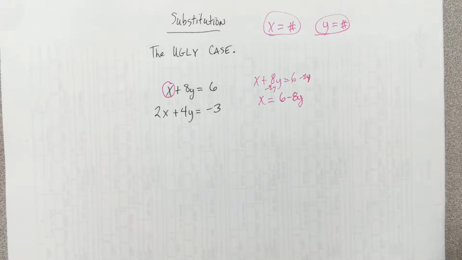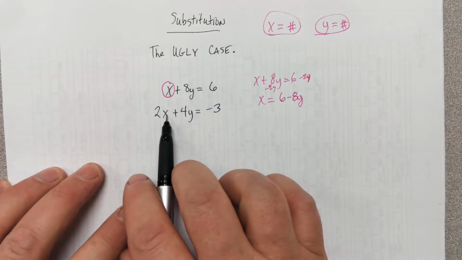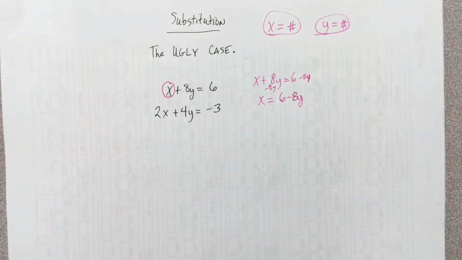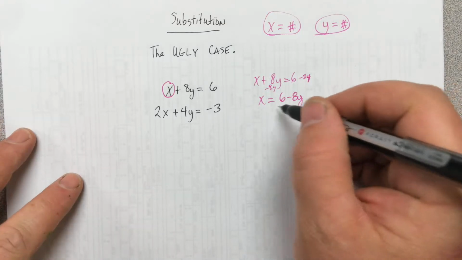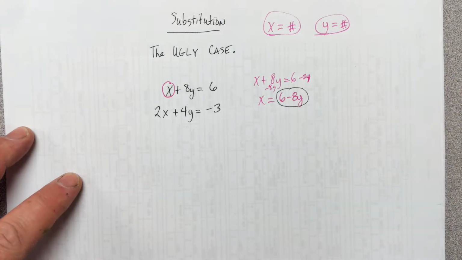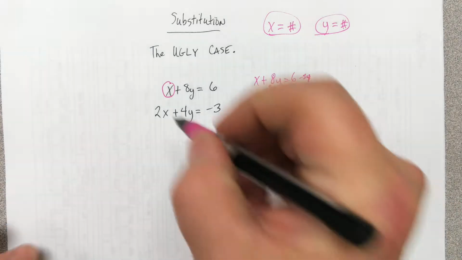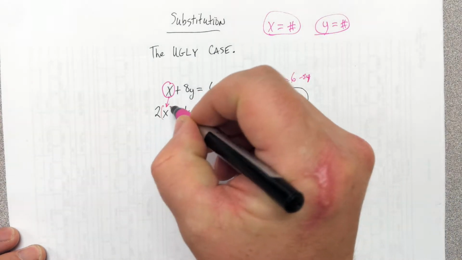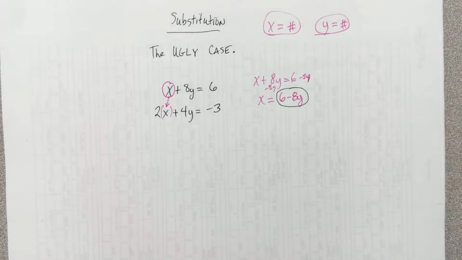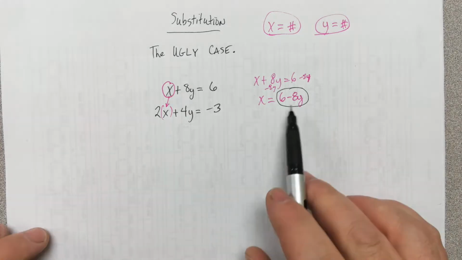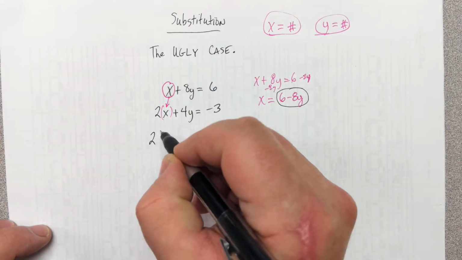So we good? Pick one. All we've done, and it doesn't matter, we could have picked this one to solve for or one of the y's to solve for. We just picked something, we solved for it. Now we know what x equals. X equals that. So we pick the other equation, right? And we substitute. That's x right there, 6 minus 8y? Yep, that's what x equals.